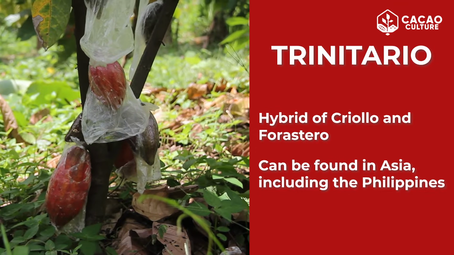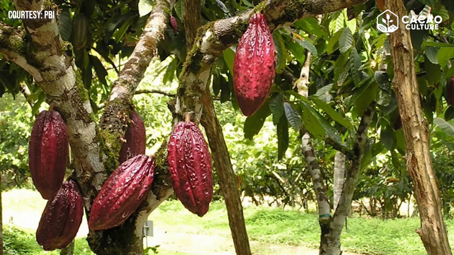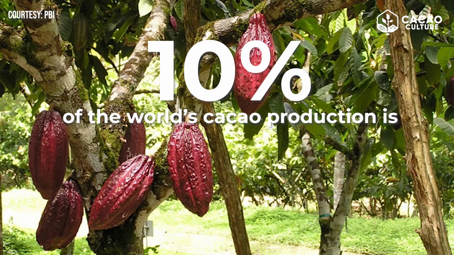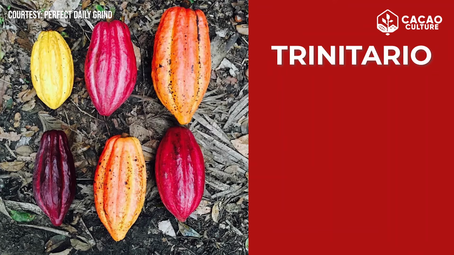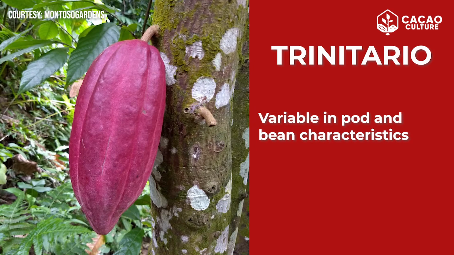So makikita natin ang Trinitario in most countries that have remnants of the Criollo. So these countries would be found around Southeast Asia, including the Philippines. The Trinitario variety is being produced at around 10% of the global cacao production. The Trinitario variety are usually variable in pod and bean characteristics because the parents have very contrasting qualities.